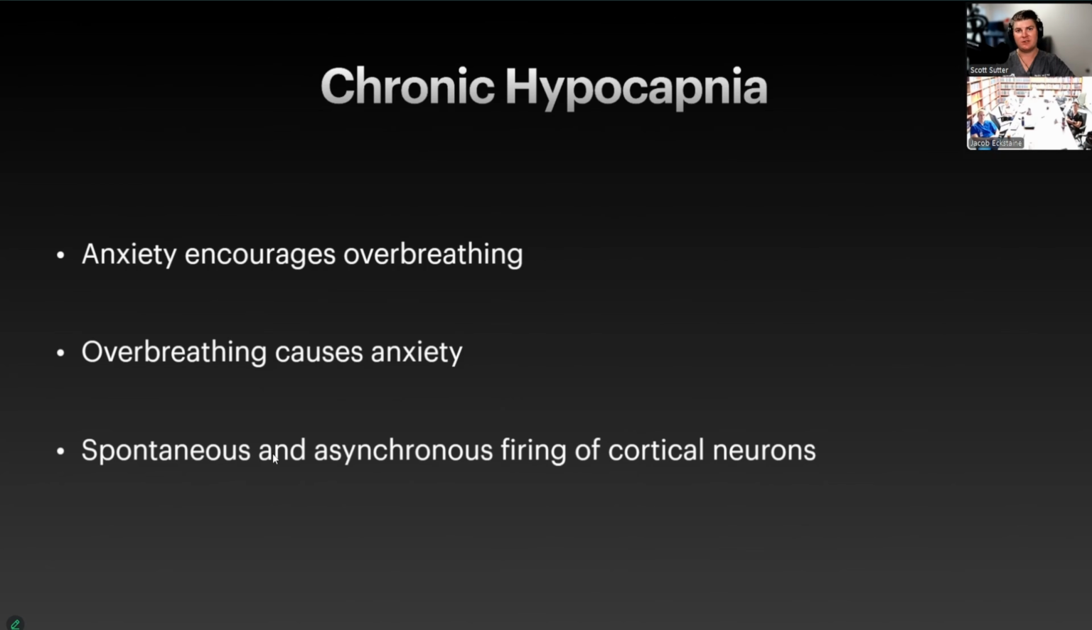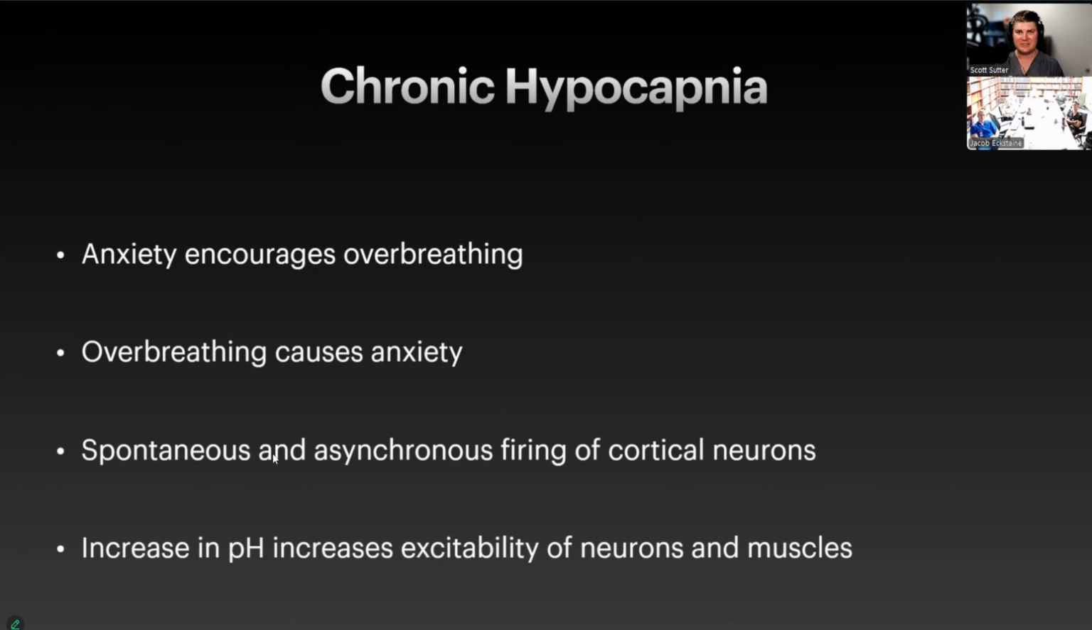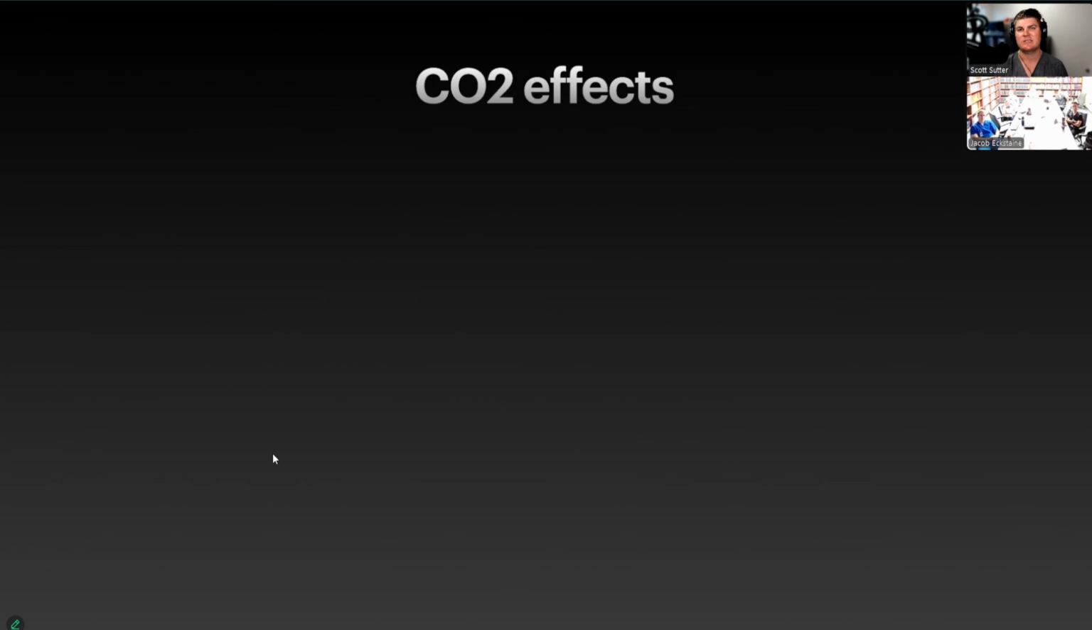When you have this chronic hypocapnia, you can get all these fun things, like the cortical neurons just fire for no reason. The neurons are going to be more excitable. The muscles are going to be more excitable. This is why it's so much harder to get these patients numb.